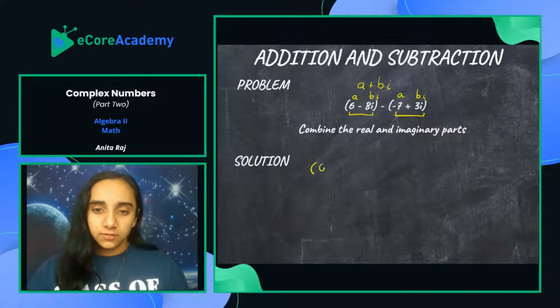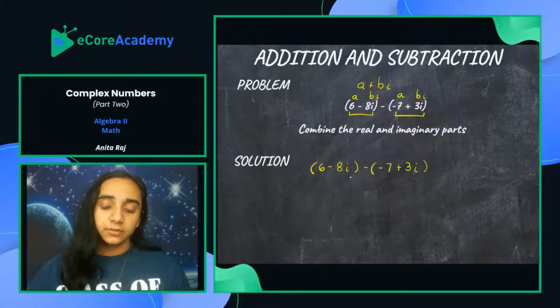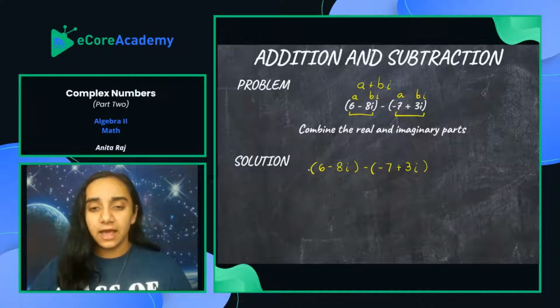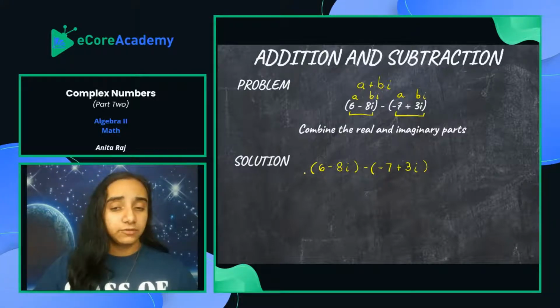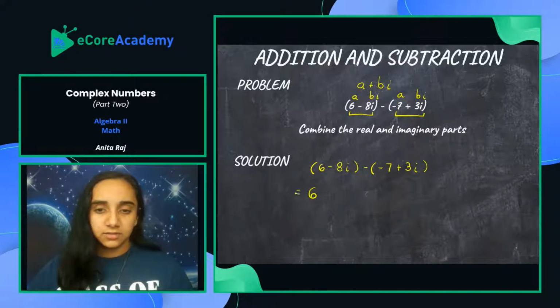We have 6 minus 8i minus the quantity -7 plus 3i. The first thing we want to do is get rid of these parentheses. So we can pretty much just remove 6 minus 8i from these parentheses because we don't really have a number in front of the parentheses to distribute to these two values. So you can just remove them from the parentheses. We end up getting this is equal to 6 minus 8i.